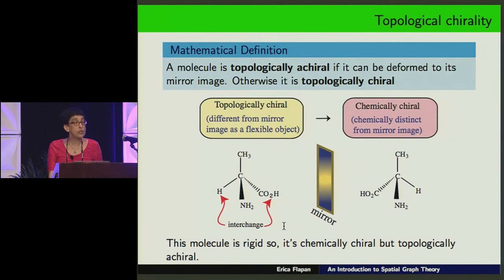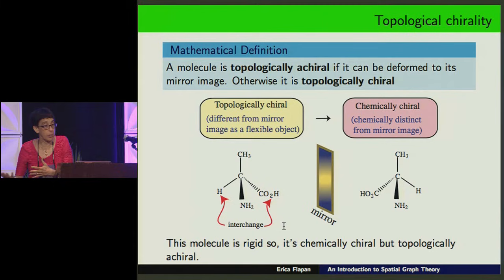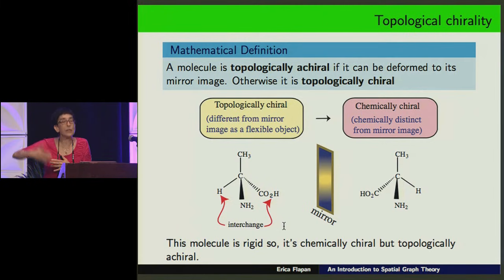In any case, if a molecule is topologically chiral, that means it can't be deformed to its mirror image. If it's chemically chiral, it's chemically distinct from its mirror image. So if it already can't be deformed to its mirror image, chemically, it will definitely be distinct from its mirror image, because whatever the molecule can do, it may or may not be rigid or partially rigid, is going to be some kind of deformation. So topologically chiral implies chemically chiral. And here's a picture of where they don't mean the same thing.